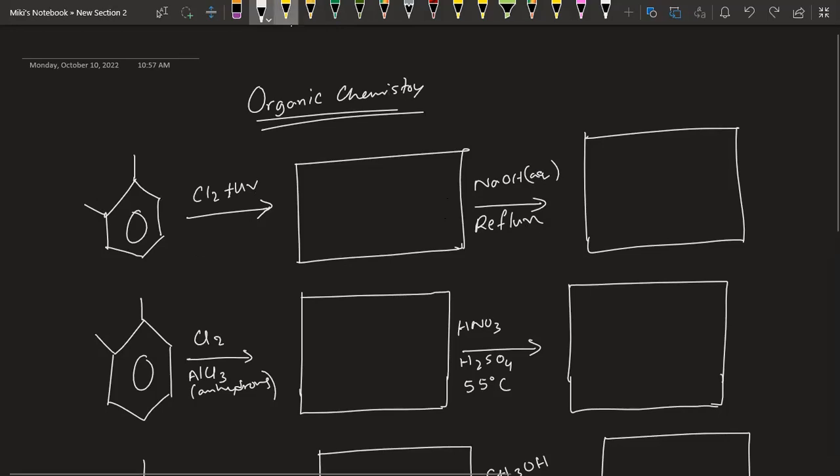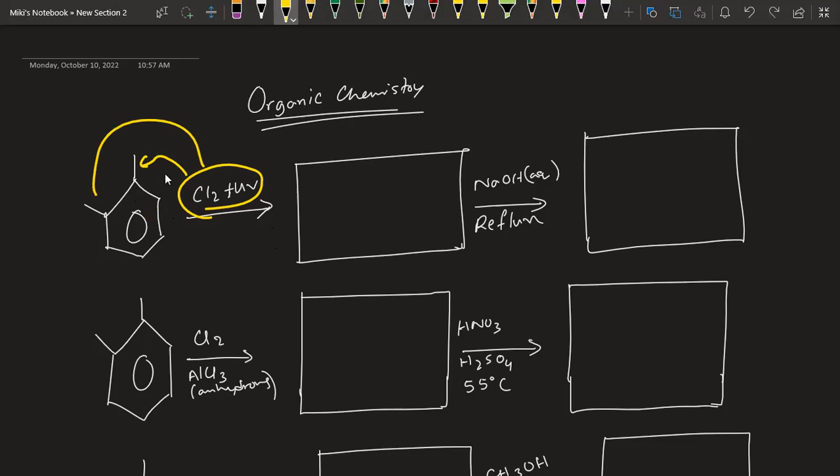Okay, now let's solve it together. So over here, as we can see, it is Cl2 plus UV. That means we can clearly see it is free radical substitution, which is a reaction for alkanes. So this is not going to participate for the benzene part. Rather, it is going to participate at the side chains. So either of the side chains would work here.